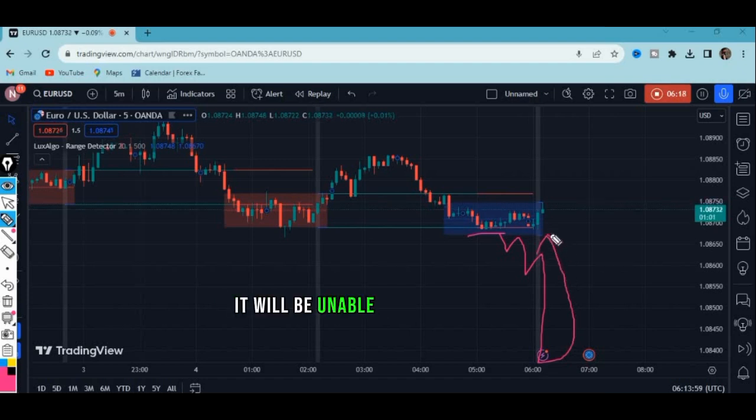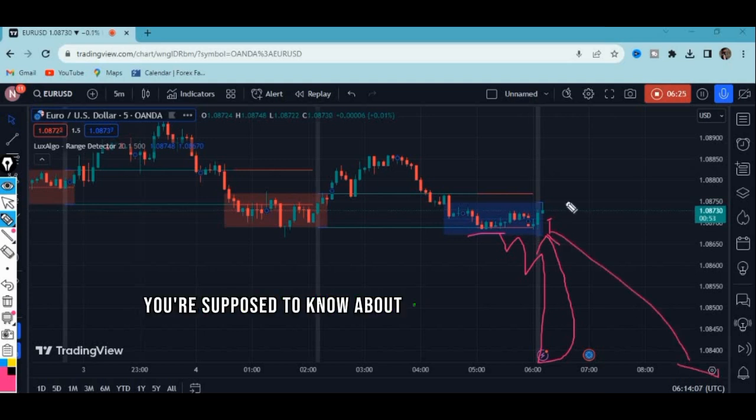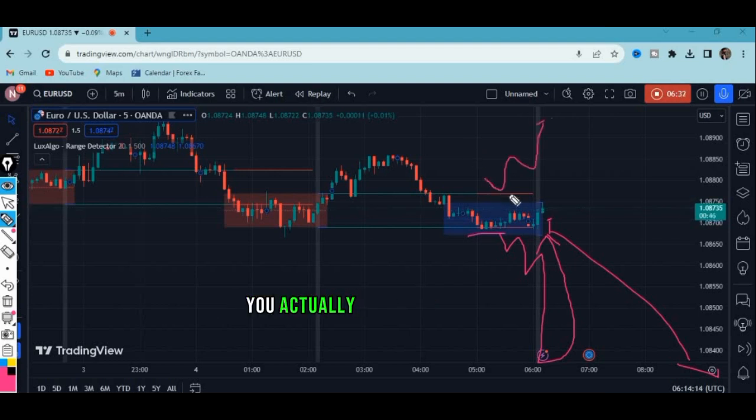It will be unable to push to the upside. It will be rejected and pushed to the downside. That's what you're supposed to know about it. As well, if it happens to break above this one over here, you will see where a candlestick is actually closing. If they happen to close below, you should be rejected. Closing above is what you need for a big move to the upside. That's how you can use this indicator.